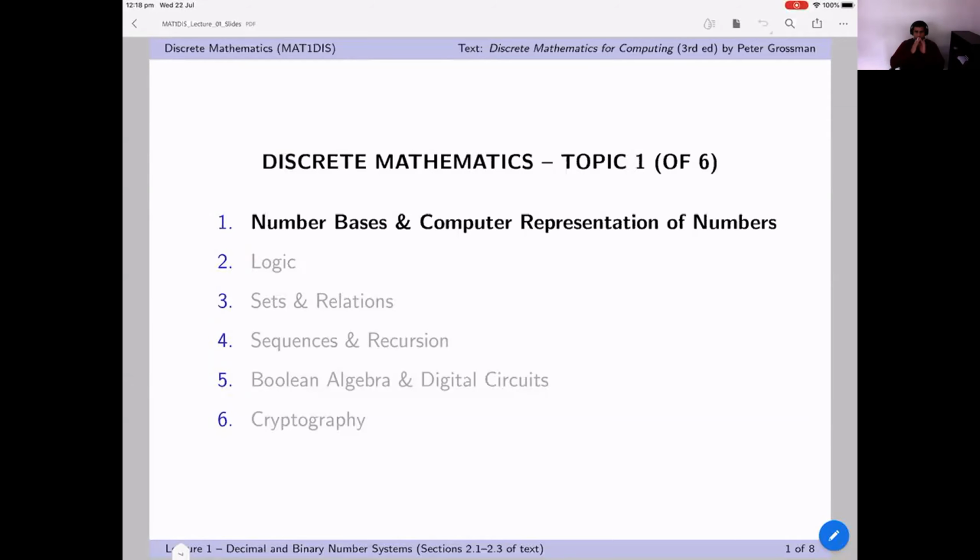As I said, there are 6 topics: number bases and computer representation of numbers, logic is topic 2, third one would be sets and relations, fourth, sequences and recursion, fifth, Boolean algebra and digital circuits, and 6th would be cryptography.